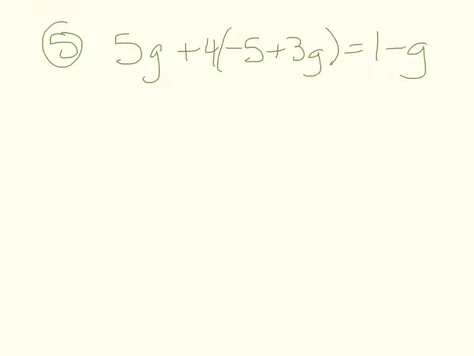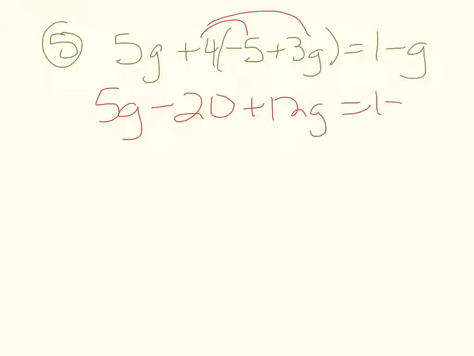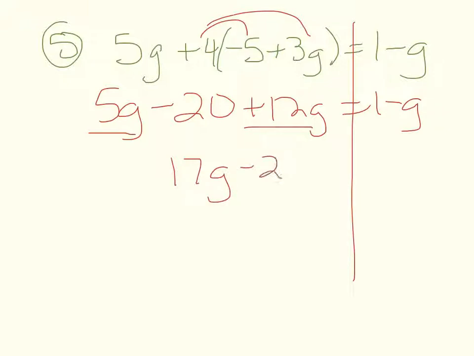Now this 5g has nothing to do with the parentheses, so I'm going to bring it down. Okay, now I'm going to distribute. 4 times negative 5 is negative 20. 4 times 3g is 12g equals 1 minus g. Okay, I still have like terms over here, so I'm going to combine my like terms. Don't move until you combine like terms. So I have 5g plus 12g is 17g minus 20 equals 1 minus g.